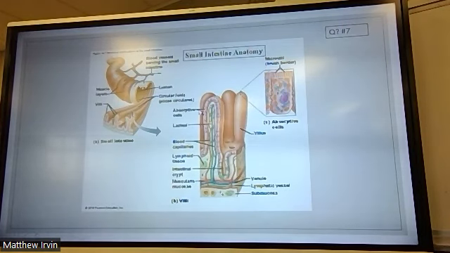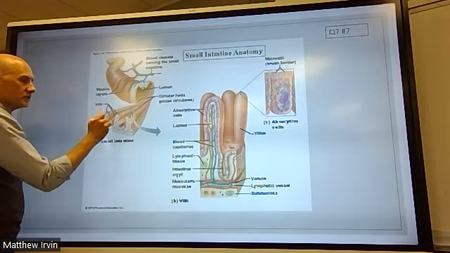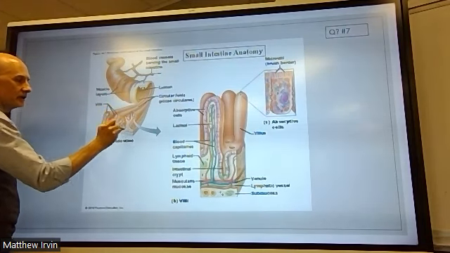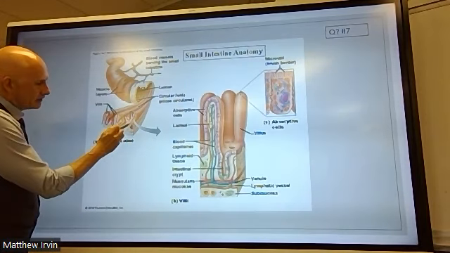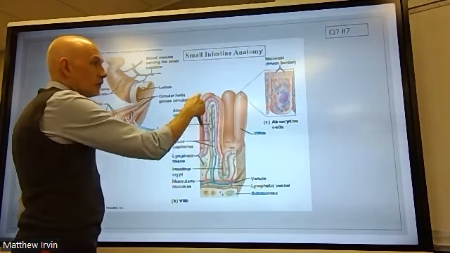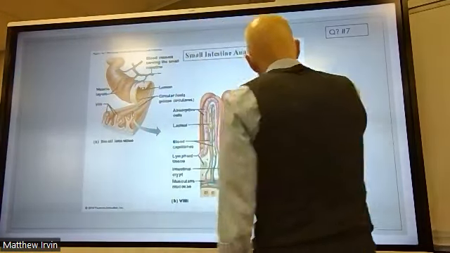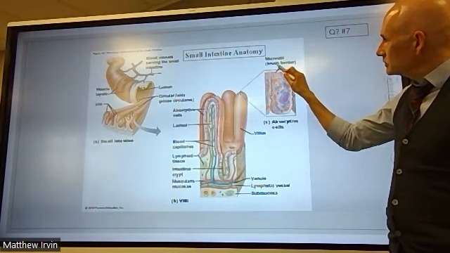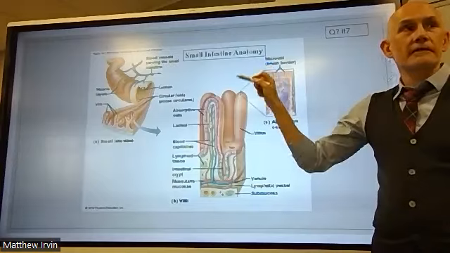Then in the intestines, as your food goes from your stomach into your small intestine, you have these folds. So that's one layer of increasing the surface area. On those folds, you have these extensions called villi. So this is folds on folds. And then on the villi, you have tiny little extensions of the cell membranes, which are called microvilli. We've got folds on folds on folds.